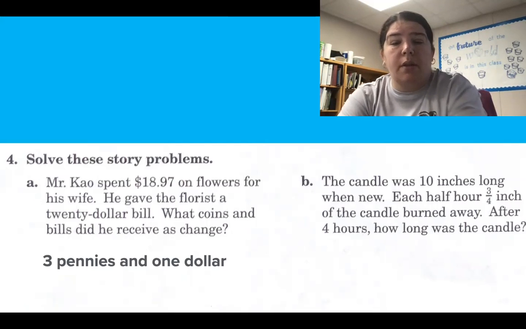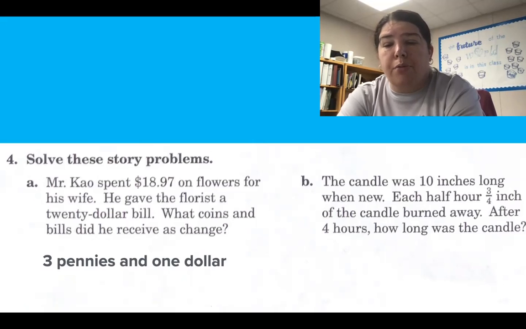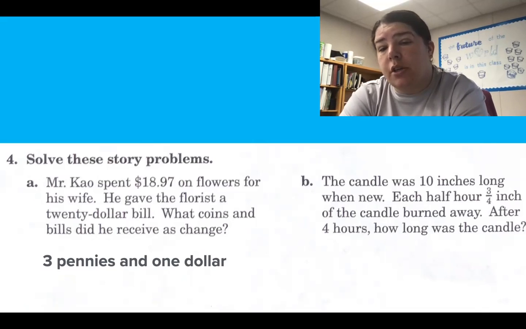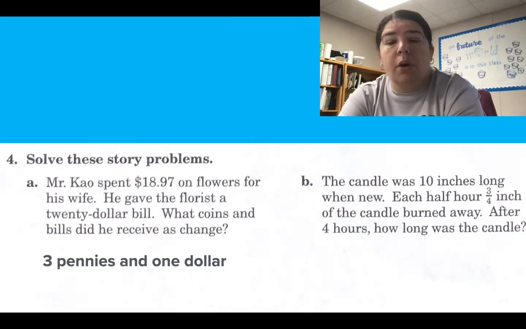All right. Your last one. The candle was 10 inches long. This is a hard one. It was 10 inches long. Each half hour, 3/4 of an inch of the candle burned away. After 4 hours, how long was the candle after that? So you take 3/4 of an inch each half hour. How many half hours are in 4 hours? Excellent, 8. So we're going to multiply 3/4 times 8.